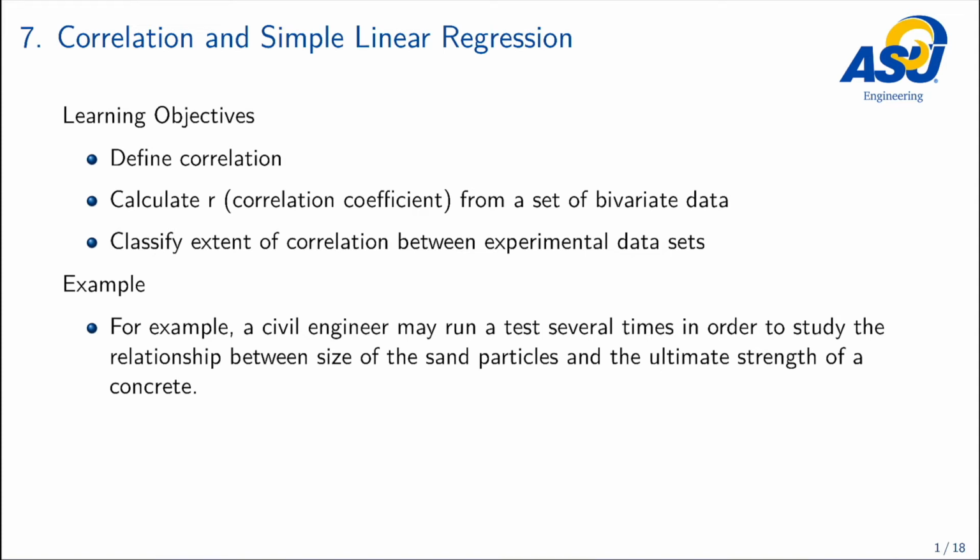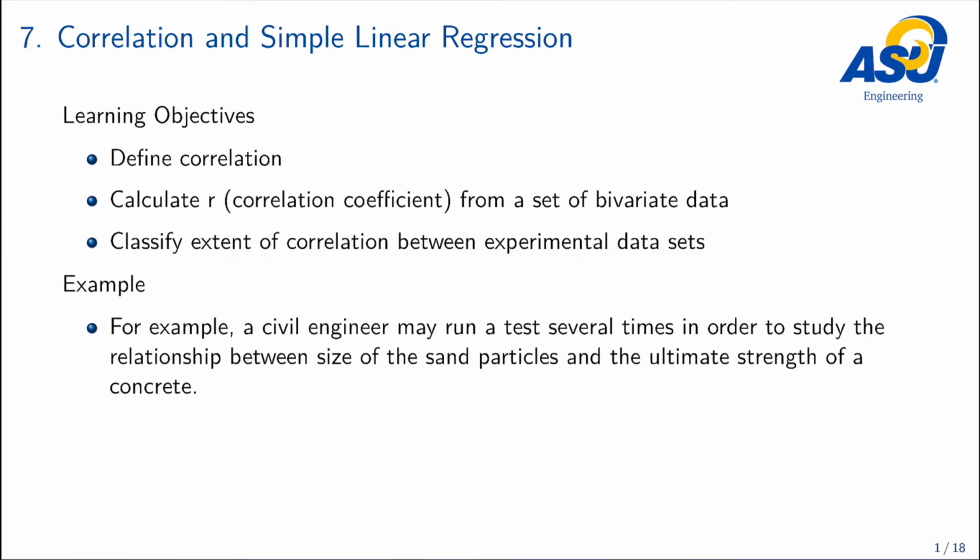Chapter 7: Correlation and Simple Linear Regression. The objectives of this video are to define correlation and calculate R, which is the correlation coefficient. That correlation coefficient comes from a set of bivariate data, that means two variables. And also we want to classify the extent of correlation between experimental datasets.